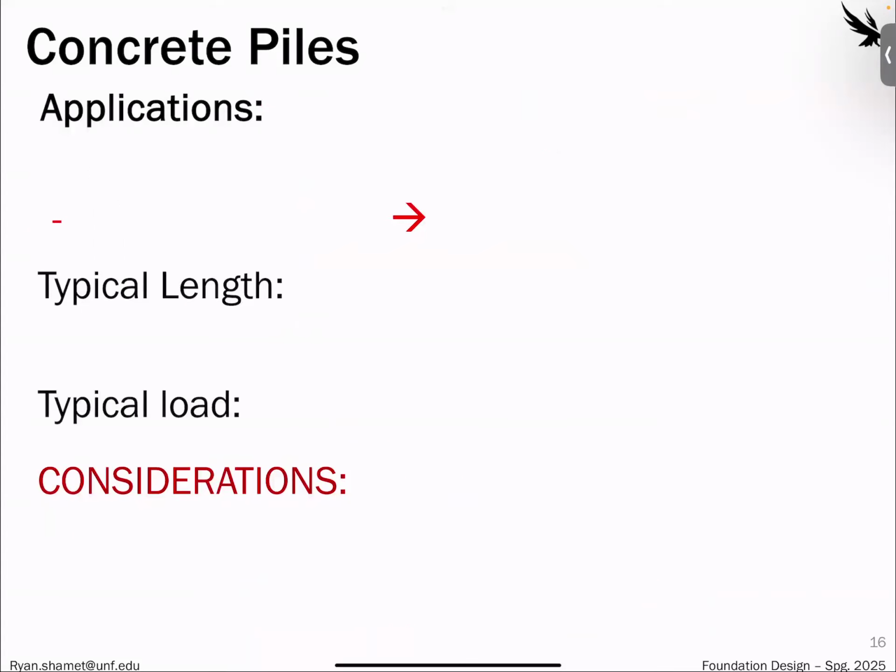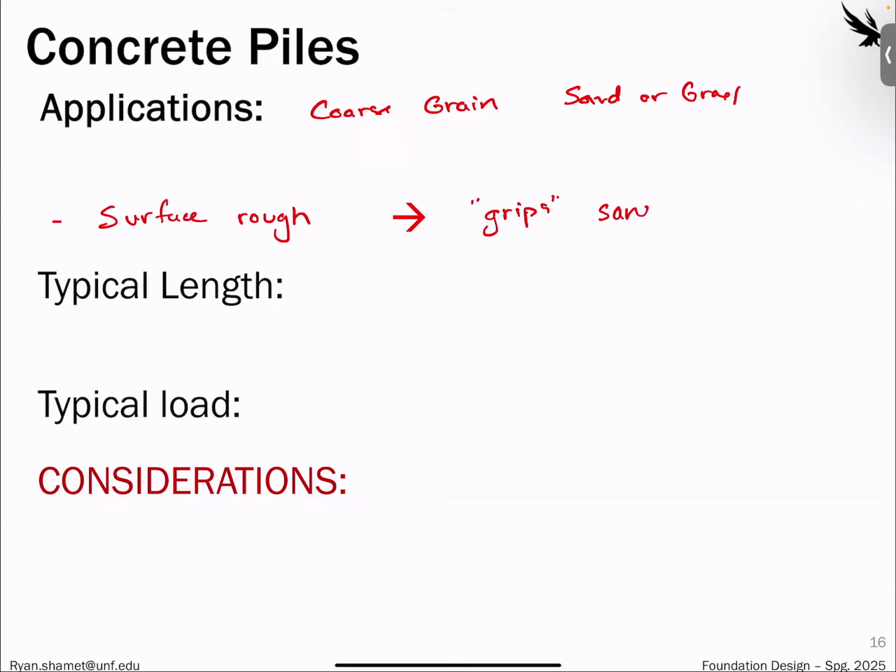For applications compared to our steel, mainly it's going to be coarse grained soil, so our sand or gravel. The surface of the pile is rough, so what it does is it grips the sand, and the friction is a lot higher in these.